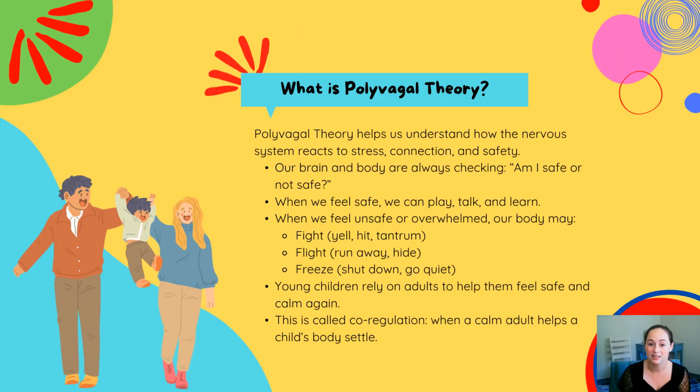So what is polyvagal theory? Polyvagal theory explains how our nervous system reacts to stress. Think of it like three settings: calm and connected, fight or flight, and shut down. When kids feel safe, their brain is ready to learn and connect. When they feel threatened, they go into fight or flight, and that can look like yelling, hitting, or running away. If stress gets too big, they might shut down, become silent, or withdrawn. It's our job to help them return to that calm and connected state through co-regulation.